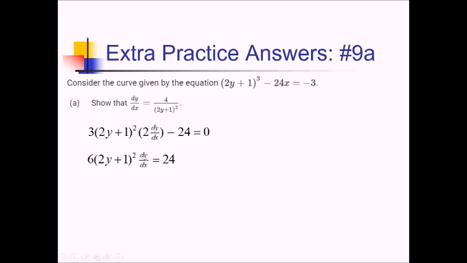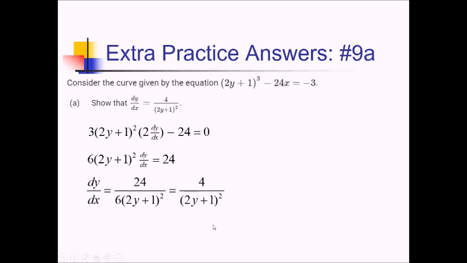Basically, I want to isolate dy over dx at this point. So I can do that by dividing by all of this stuff here. And that gives me something. It's not what I wanted, though, because they showed me something different up here. But it turns out if you reduce this by 6, you do end up with 4 over (2y plus 1) quantity squared, which is exactly what they were requesting.